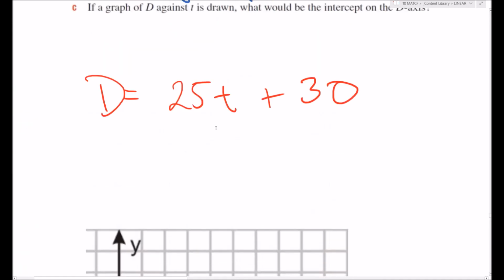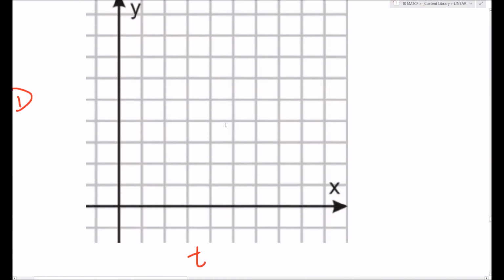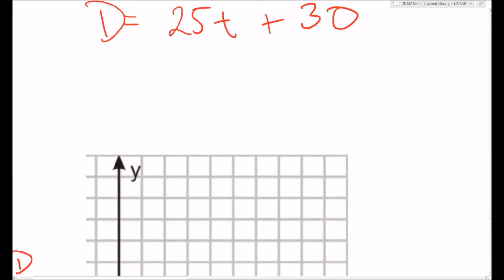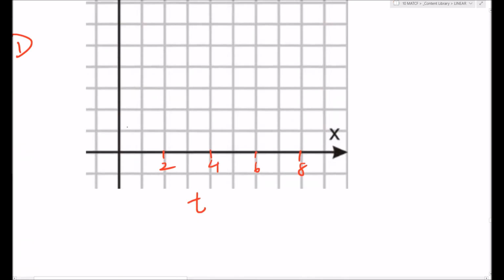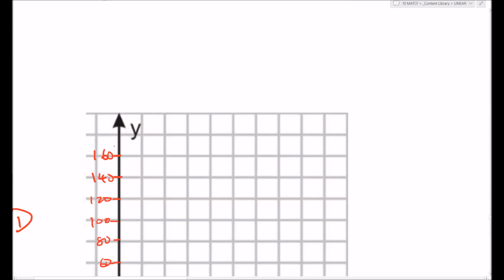Okay, so I might use, let's just go up by 2. So 2, 4, 6, and 8. Okay, and on my y-axis, it starts at 30. So I'll go up by 20. So 2, 4, 6. So let's graph this.